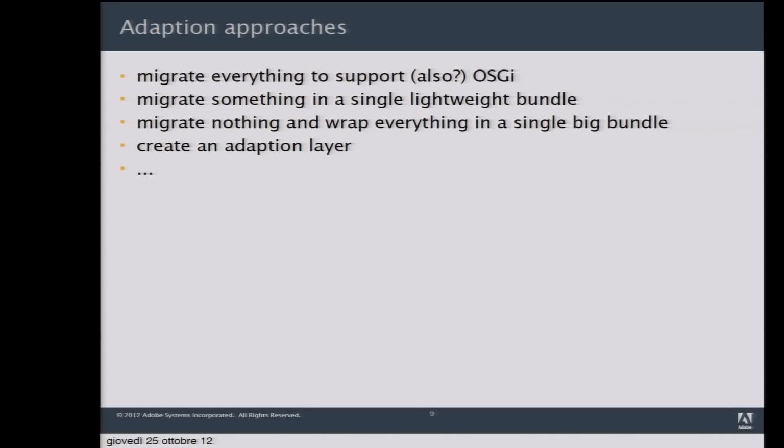Migrate everything to support also OSGi. This is in theory, but we will see that's not our case. So just grab the code base and start writing the OSGi way: start changing the artifacts to be delivered as bundles, implementing services, whatever. We could adopt a slightly different approach, to migrate something in a single lightweight bundle, in order to not interfere too much with the existing code base.